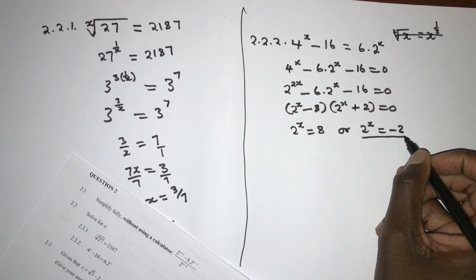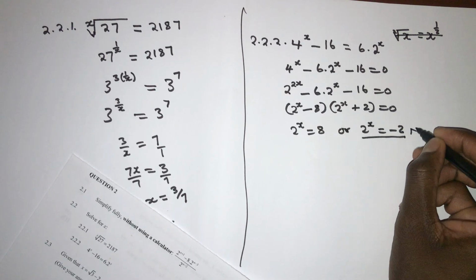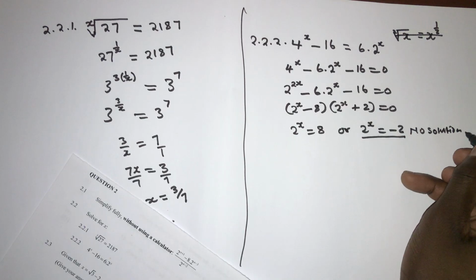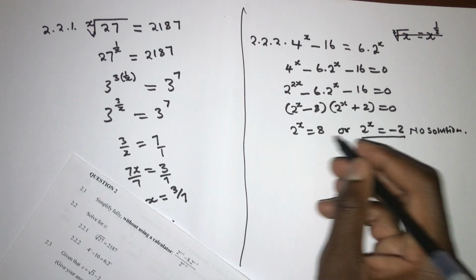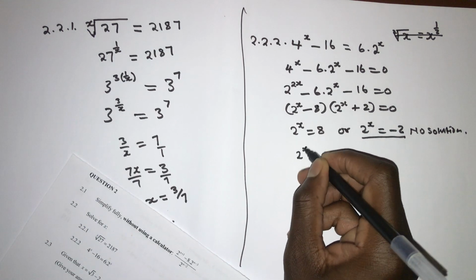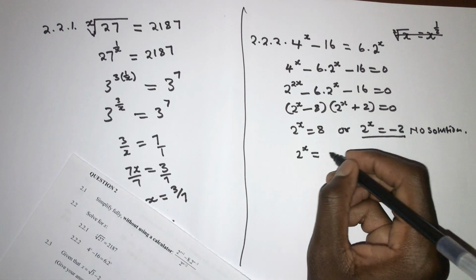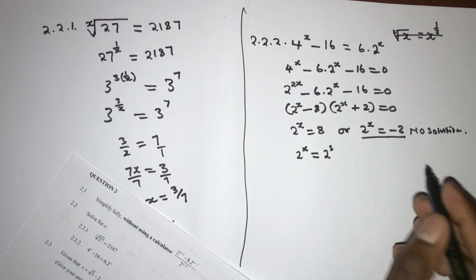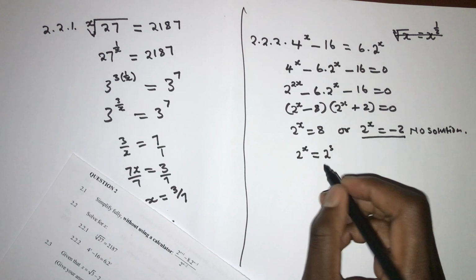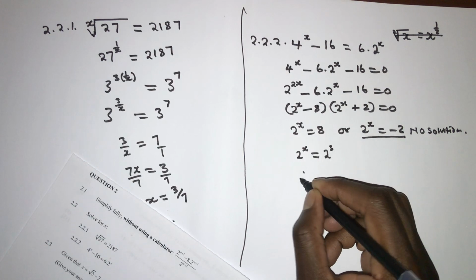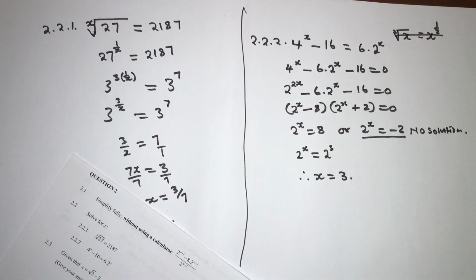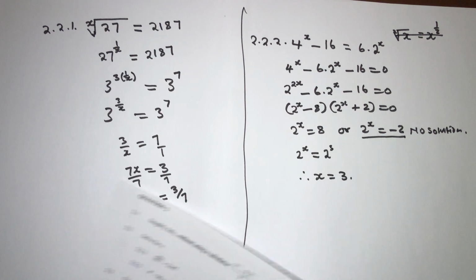This one can't be solved, which means that it has no solution. So we're left with this one. 2 to the power x is equal to 8, which is 2 exponent 3. Now the bases are the same, which means that the exponents are equal. Therefore x is equal to 3. So that is the value of x from that question.